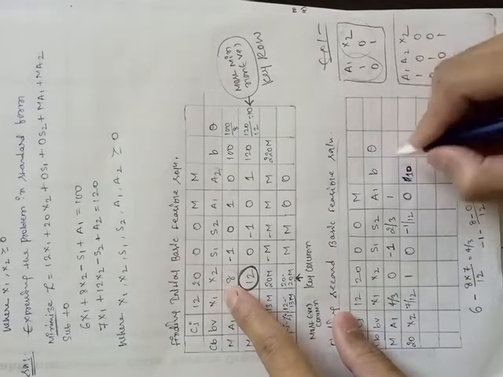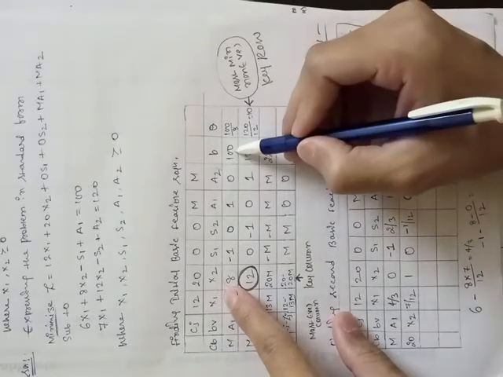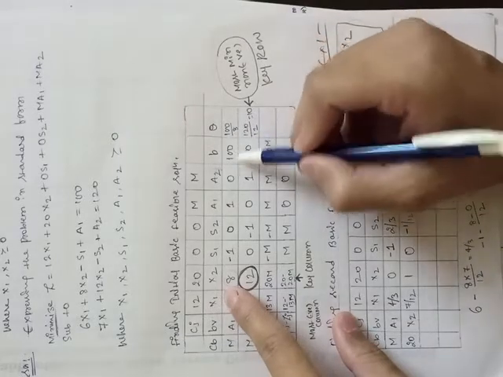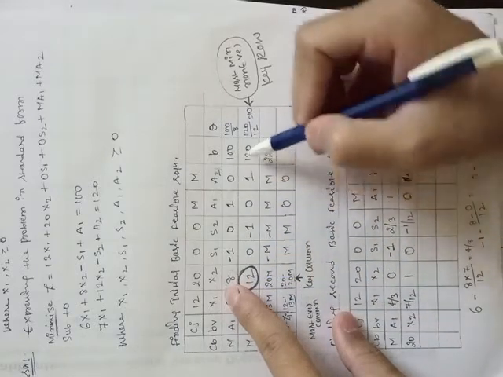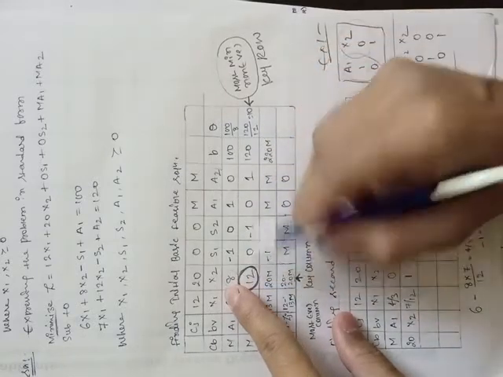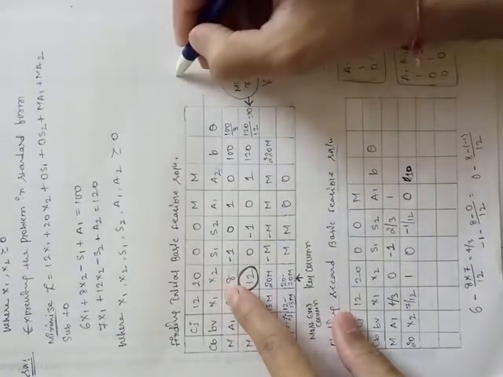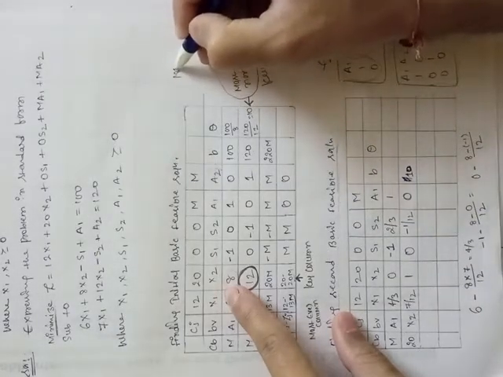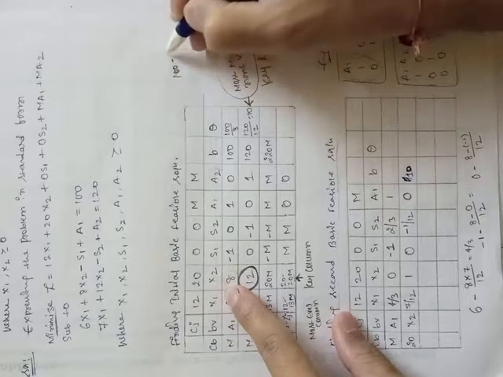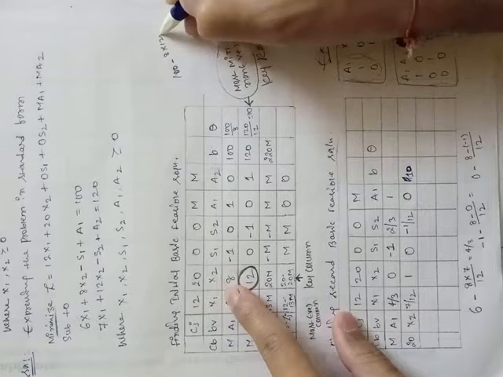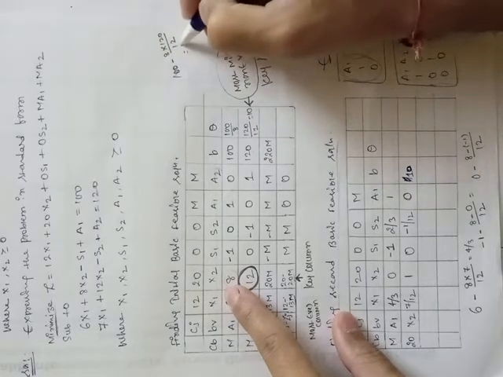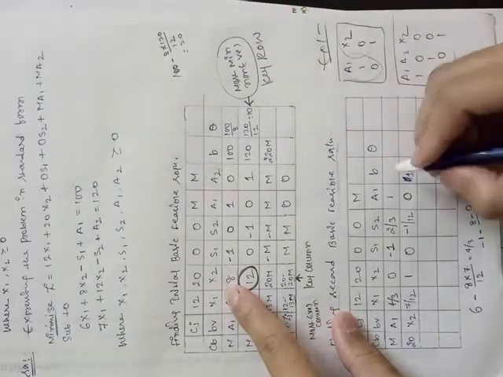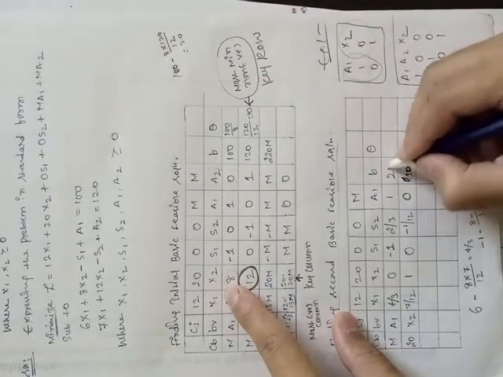Again for the B value, 100 minus the corresponding key column value into the corresponding key row value divided by the key element. 100 minus 8 into 120 divided by 12, that is equal to 20. So the value is 20.